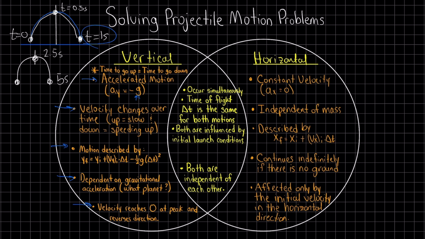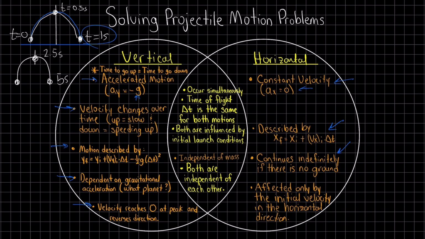Now the horizontal motion of a projectile has constant velocity, which means that it has 0 acceleration. It stays the same the entire time that the projectile is in the air. Well, independent of mass is actually something that belongs to both. So let's put it where it belongs. The horizontal motion is described by this equation of uniform motion. The horizontal motion continues indefinitely if there is no ground.